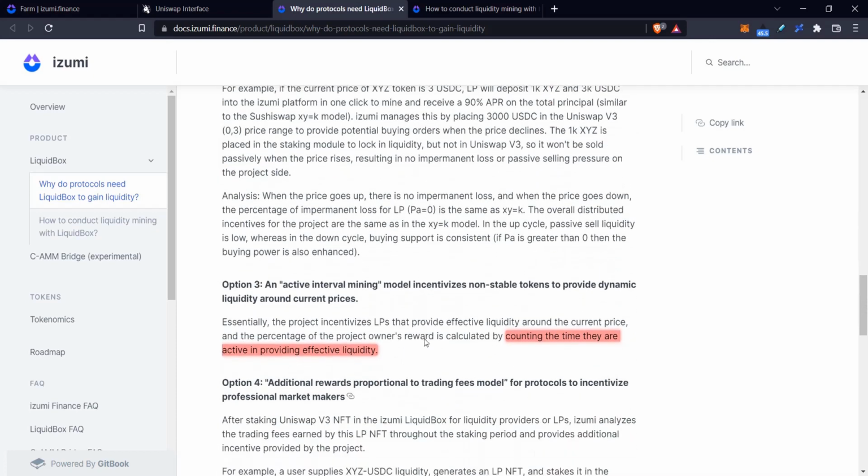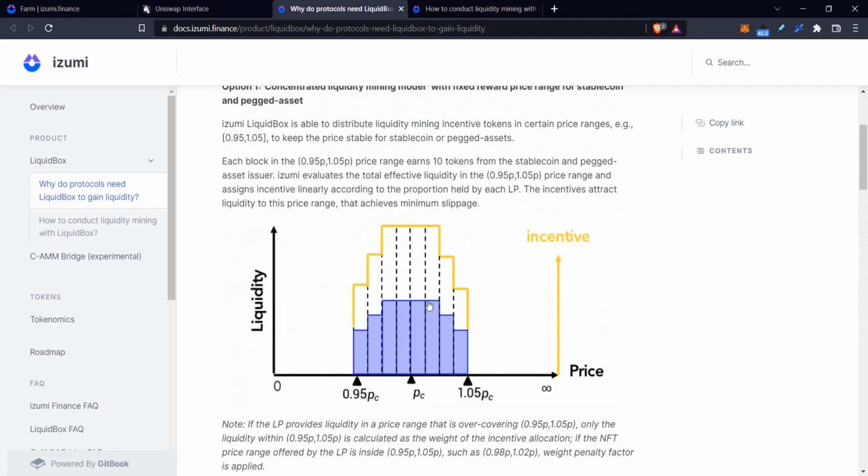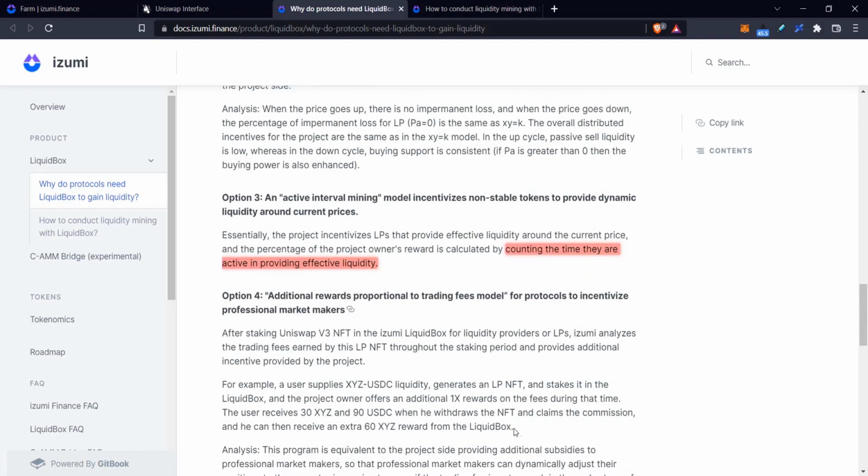I find it interesting. So next one, active interval mining. I'm going to read this to you. It says, counting the time they are active in providing effective liquidity. So that is kind of like this, but let's say you provide liquidity for a larger range and the price moves outside of this range, but you are still providing some liquidity. So it's basically, as long as the price is inside your range, then you get incentivization, which is interesting because then it requires people to speculate on what the prices are and so forth.